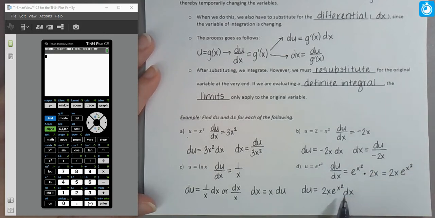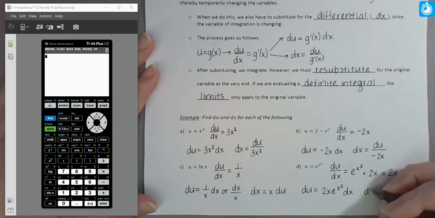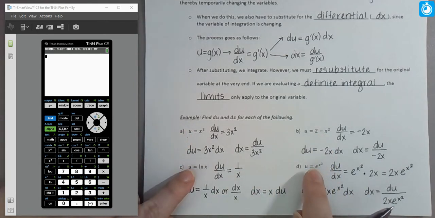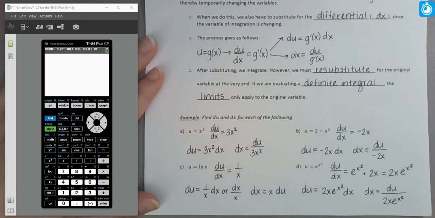And then if we want to isolate dx instead, well, now we're going to divide by 2x e to the x squared. So we'll have du divided by 2x e to the x squared. Okay, so all of this to set us up for this technique involving substitution. So again, what do all of these represent? U equal to some expression involving x, that represents the substitution we're going to do for our inner function.